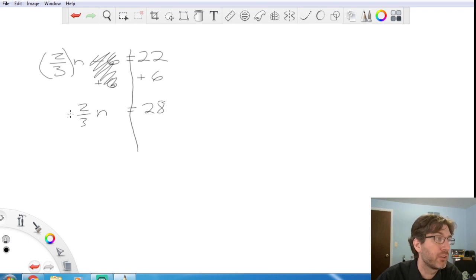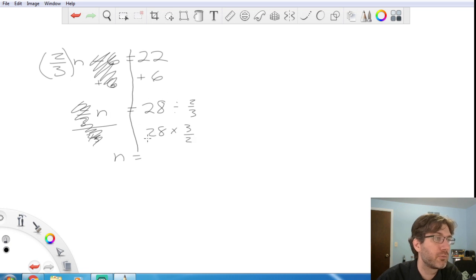From this point, you just multiply by the inverse of 2/3, or you divide by 2/3, because we're doing 2/3 times n. So divide by 2/3 here, and divide by 2/3 here. Just remember, when you divide by a fraction, you have to flip and multiply. This here will cancel because 2/3 divided by 2/3 is 1. n is going to equal 28 times the reciprocal, 3/2.